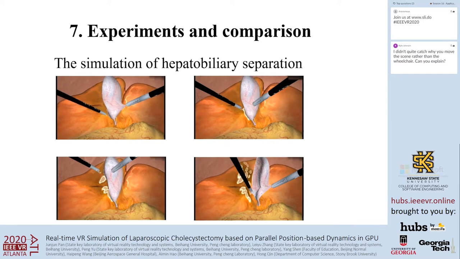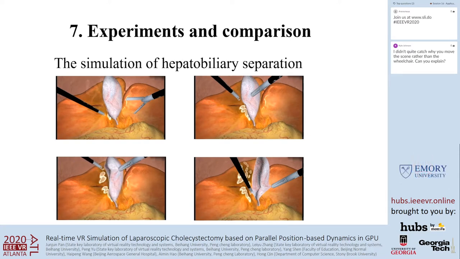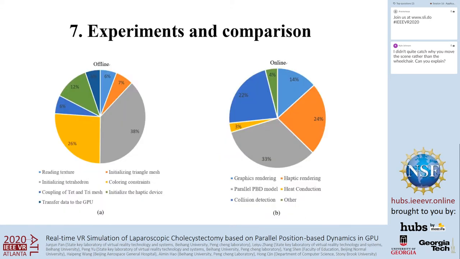This is four simulation videos of gallbladder and liver separation. This is the percentage of computational cost for each task during offline and online phases. The most time-consuming task in the offline phase is the tetrahedron initialization, which takes about 2,886 milliseconds. The most time-consuming task in the online phase is the parallel PBD deformation, which takes about 16.5 milliseconds.